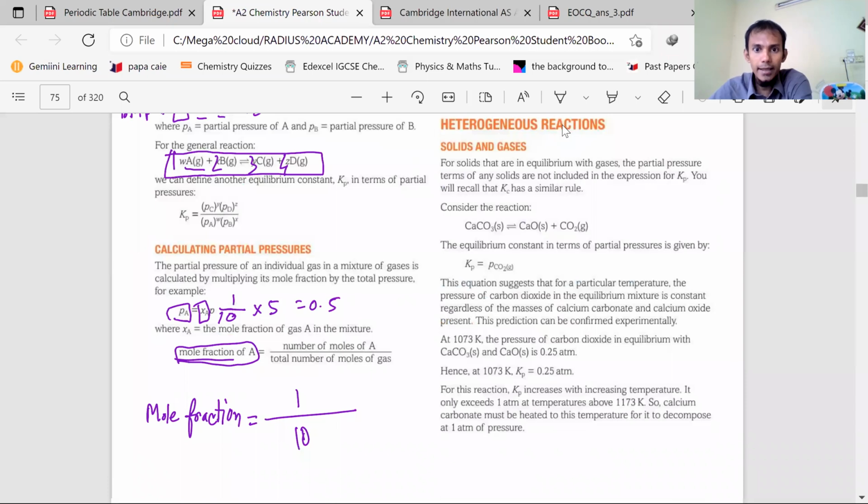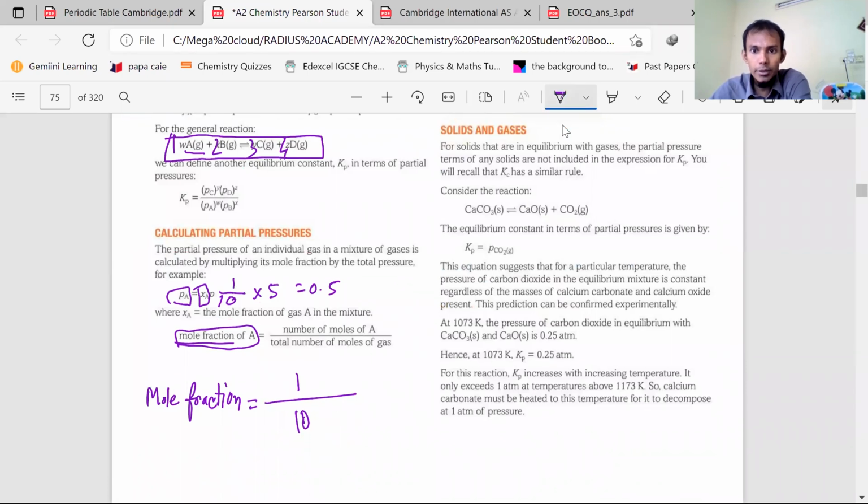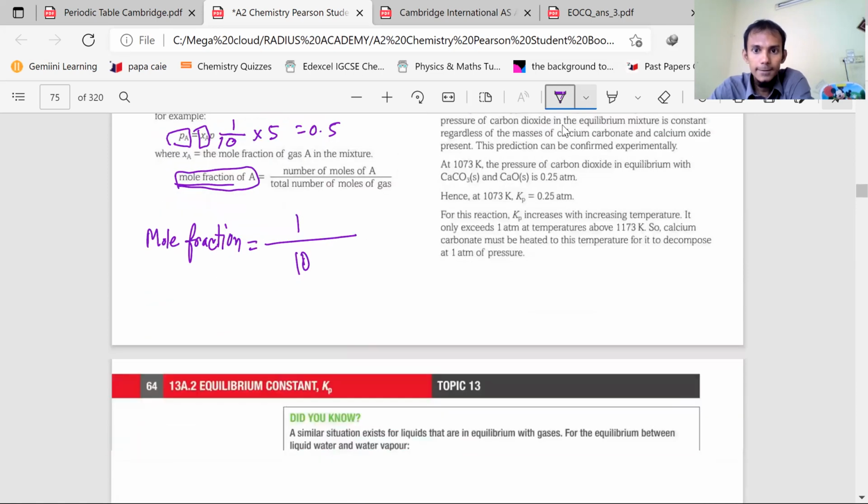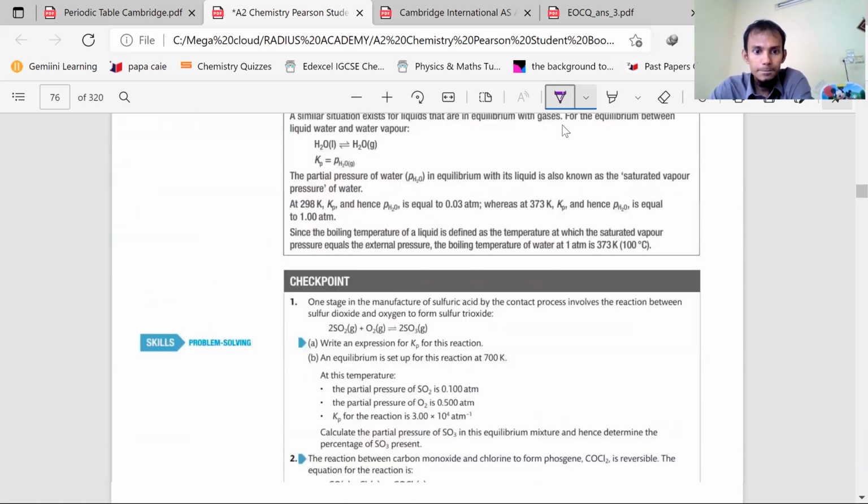Heterogeneous reaction, again I say calcium carbonate, calcium oxide and carbon dioxide. For Kp, no solid and no liquid will be incorporated in the Kp expression, only gases will be incorporated. So Kp is equal to PCO2 divided by 1. Just PCO2 is the product that will be incorporated in the Kp expression, nothing else. So that's how it goes.